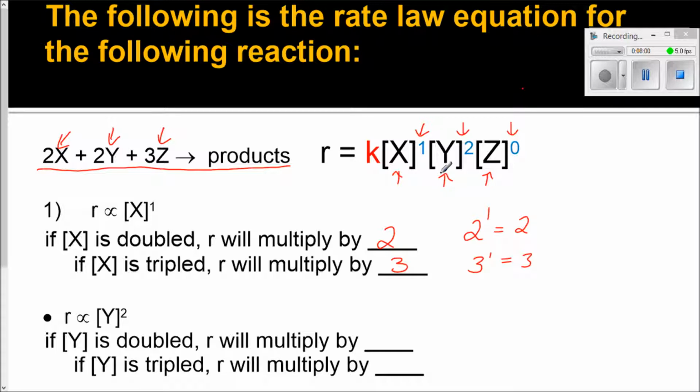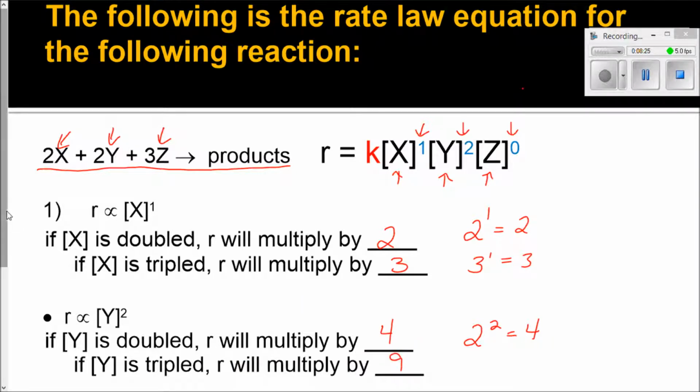Let's take a look at our second reactant, y. So if we double y, that means it's going to be 2 to the 2, because now we have an exponent of 2 next to y. And that's going to be 4. So if you put a 2 in here, it will be 2 squared, that's 4. So if I double the concentration of y, that means my rate is multiplied by 4. If I triple it, it will be multiplied by 9.